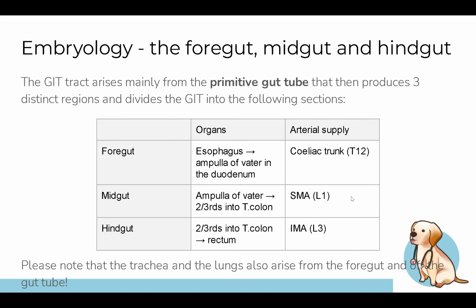Now, it's also quite important to note that as part of your gut tube, your trachea and lungs also arise from the foregut. They start out as a gut tube, but they separate a little bit later. And if this fails to happen, you can have connections and malformations between your esophagus, the trachea and the lungs. Which isn't very good, because you don't want food going down into your lungs or air going down into your esophagus. That's interesting.